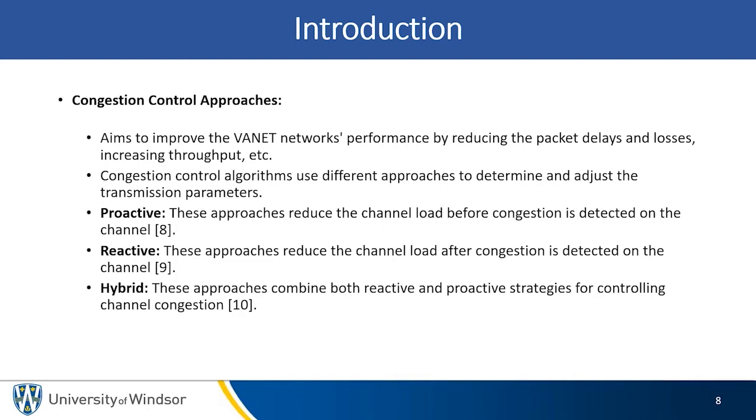They are proactive. These approaches reduce the channel load before the congestion is detected on the channel. Optimization algorithms are used to select the required transmission power or rate to limit the congestion. Data generation patterns are used for the estimation of transmission parameters. Reactive. These approaches reduce the channel load after the congestion is detected on the channel. Channel congestion status is gathered to determine the actions to be taken. Hybrid. These approaches combine both reactive and proactive strategies for controlling channel congestion.